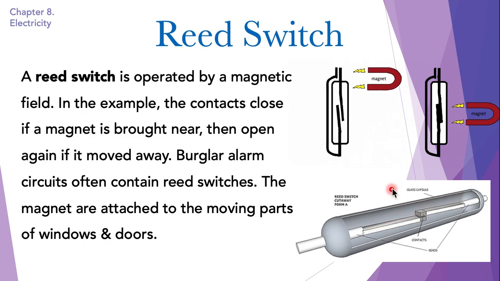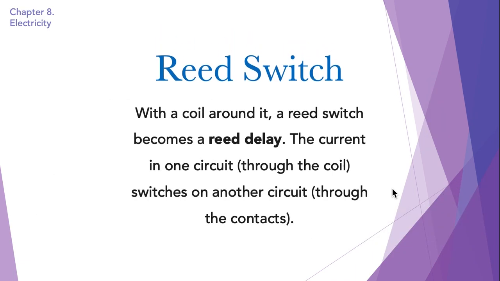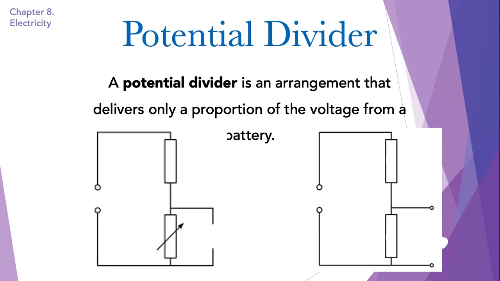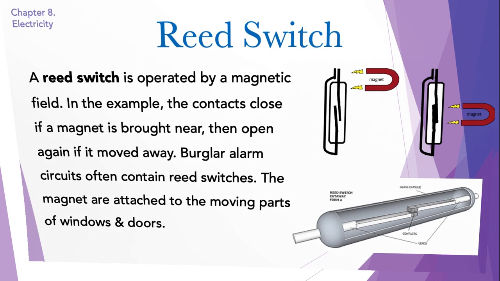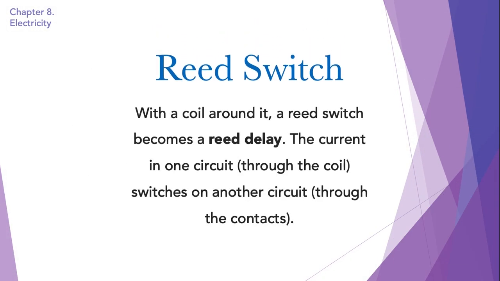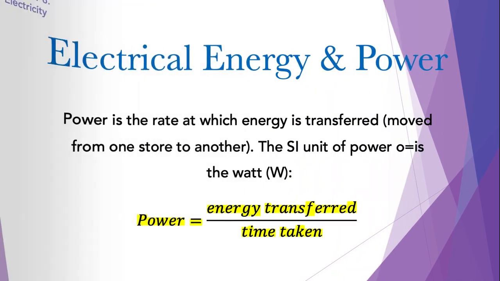With a coil around it, a reed switch becomes a reed relay. So the current in one circuit through the coil switches on another circuit through the contacts. So this is how a reed switch can be made a reed relay. The current in one circuit switches on another circuit. So that is a reed relay. So these are some brief definitions of the reed switch, the LDR, the potential divider. I hope you're getting it all. They're pretty simple. So now, after reed switch, we're going to move ahead on to understanding electrical energy and power.